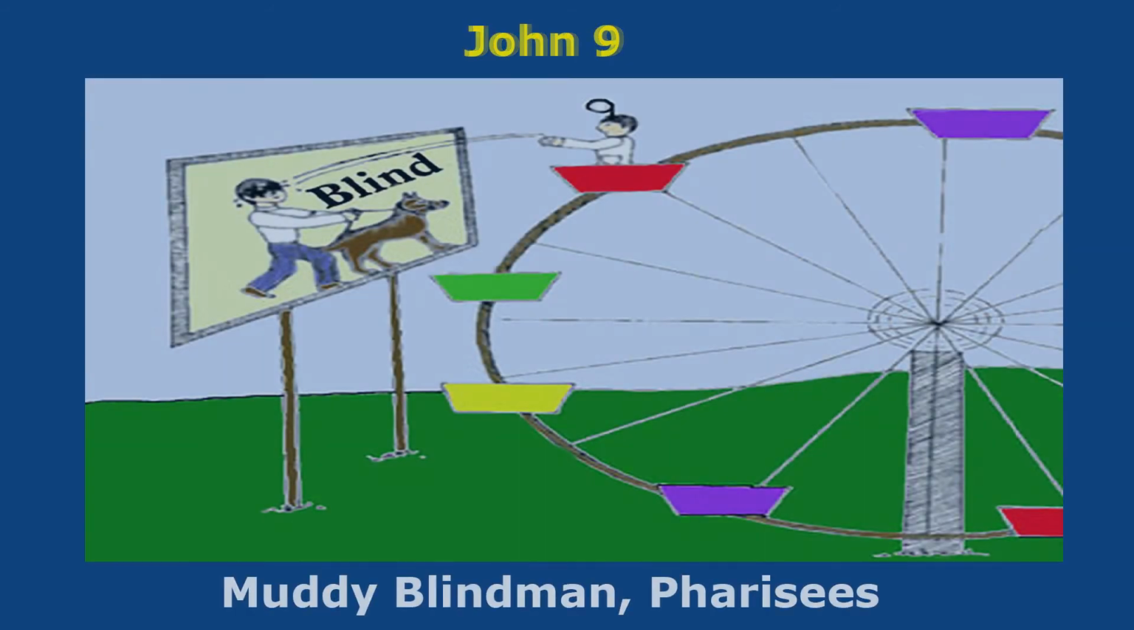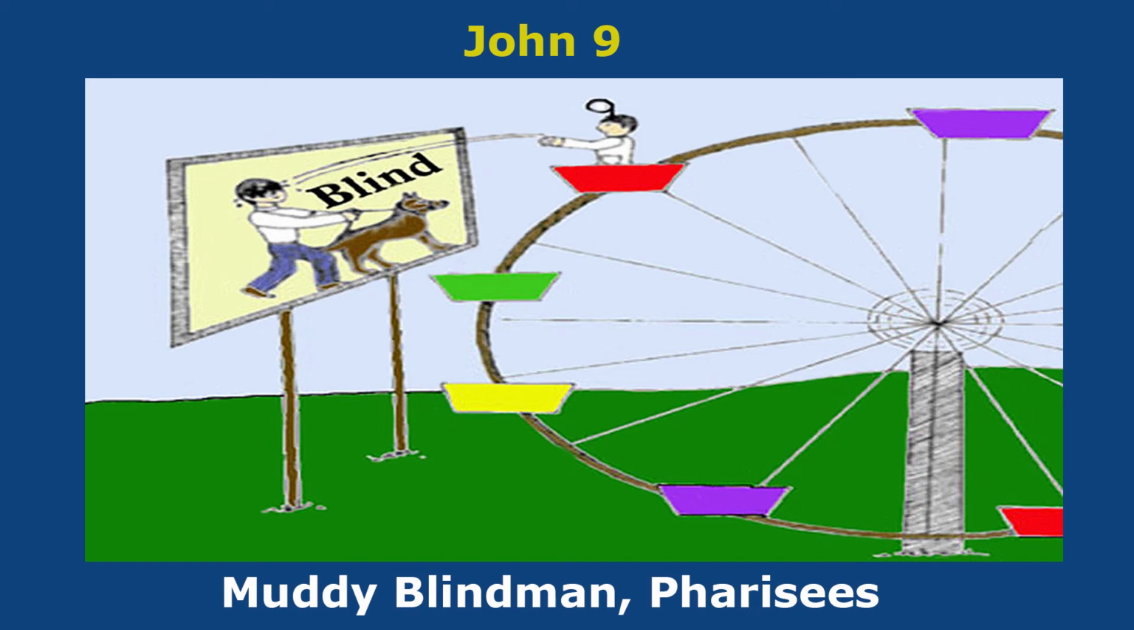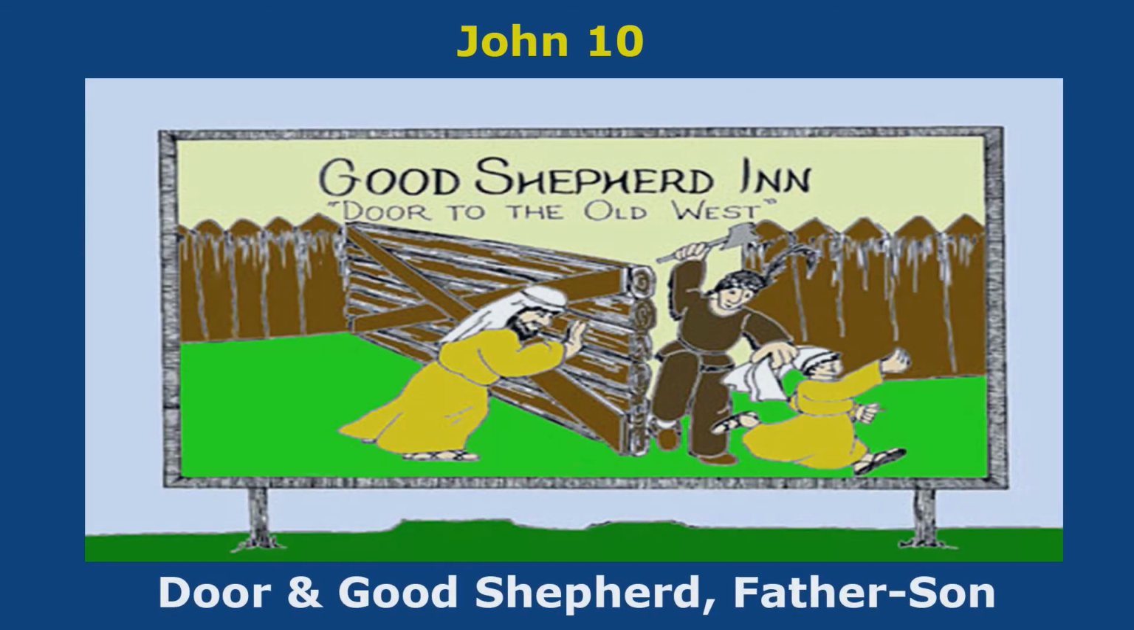What's chapter 9? That's right. Chapter 9 is muddy blind man, Pharisees. What's chapter 10? That's correct. Chapter 10 is Door and Good Shepherd, Father, Son.